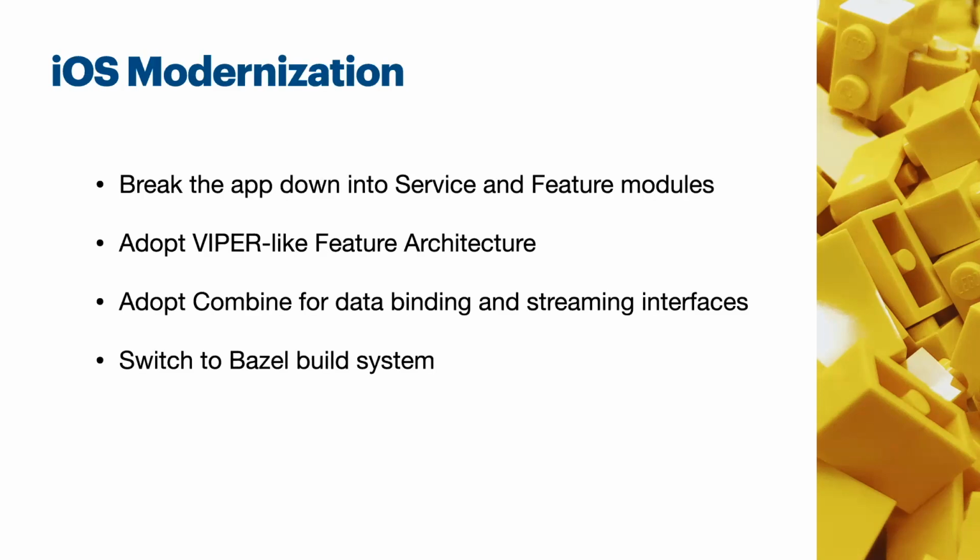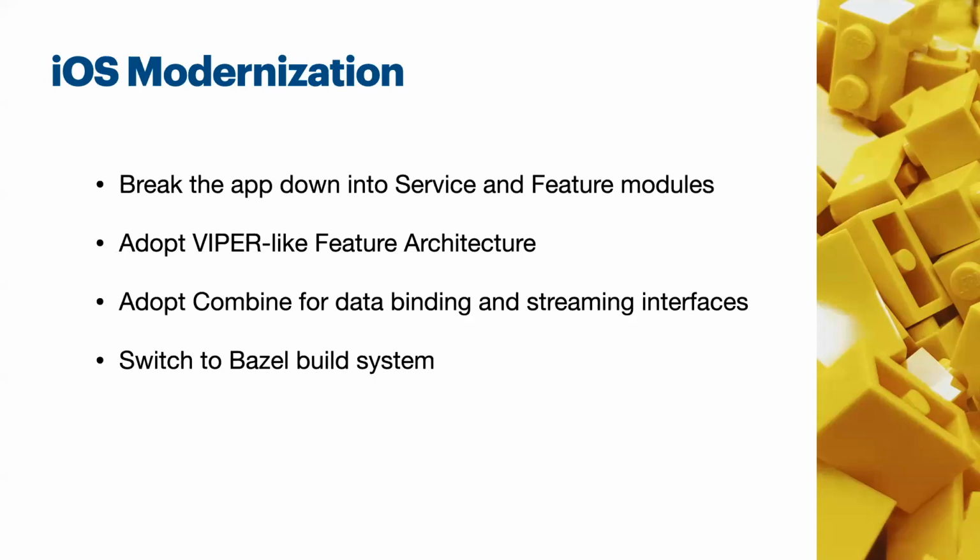So what did we end up deciding to do as our main goals for modernization? Again, not going to get very deeply into this, but on iOS, the big push is to break down the app into service and feature modules, so increase modularization. We did decide to adopt a new feature architecture that's Viper-like. We're adopting Combine. And this last one is actually pretty important.